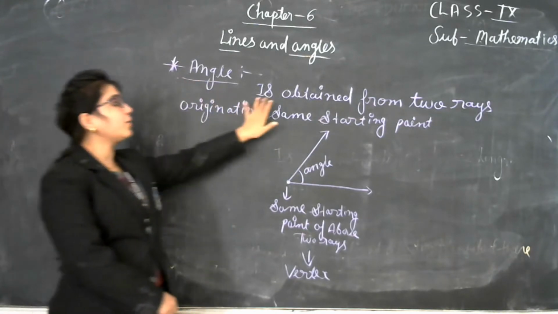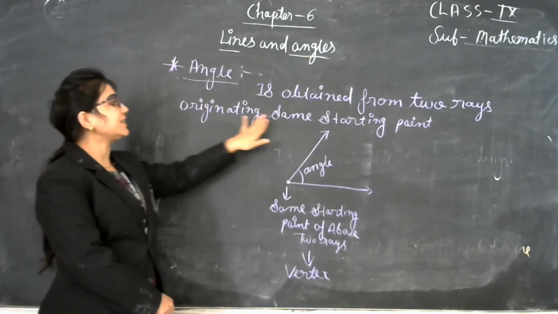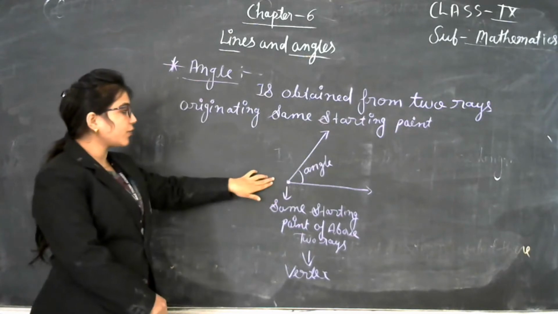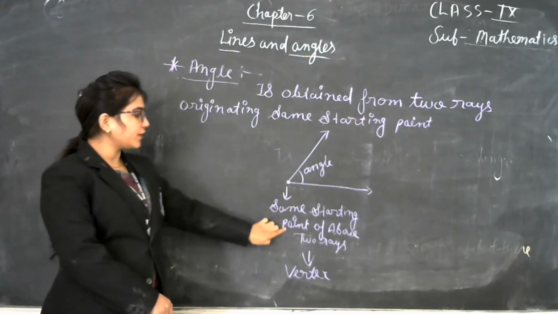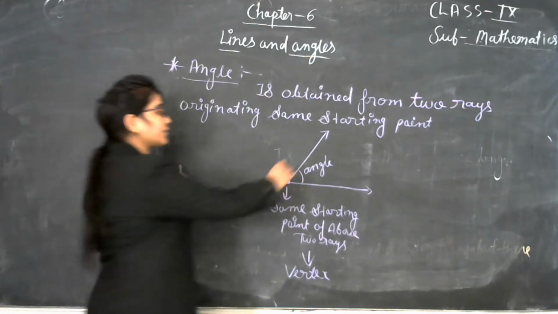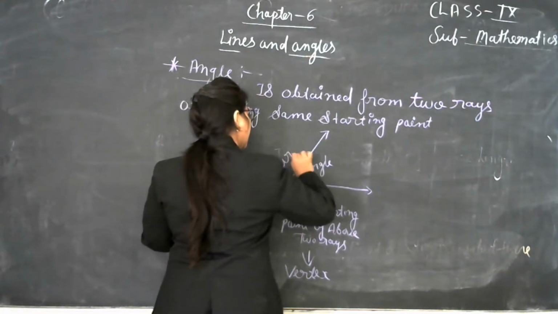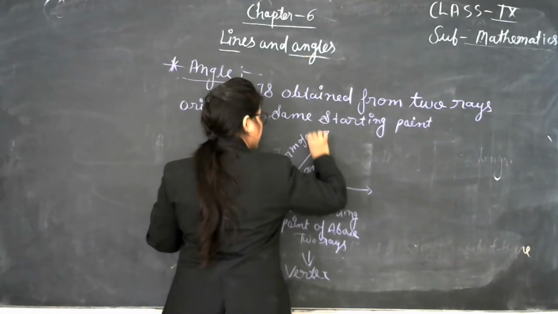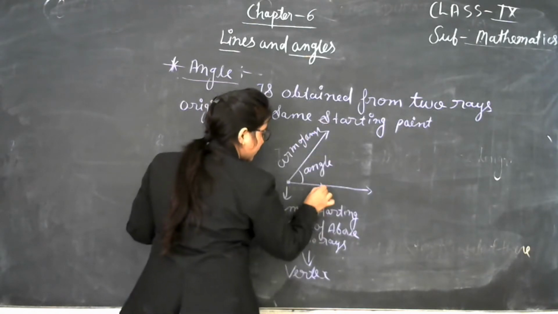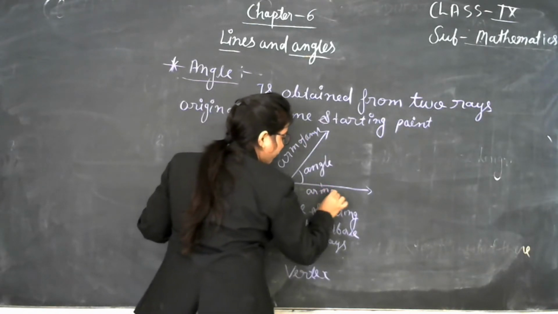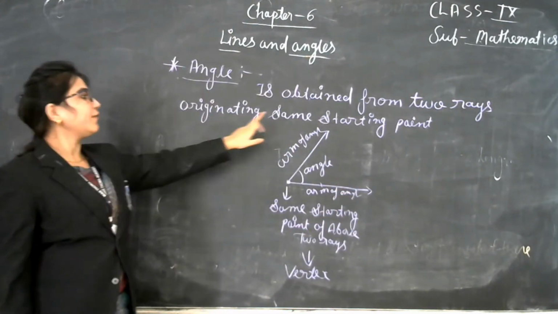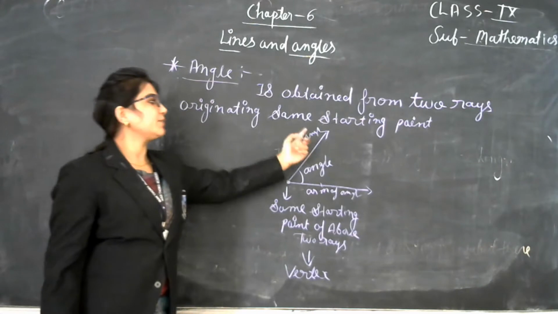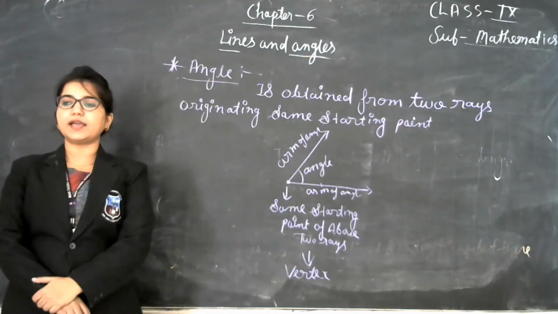Next is angle. An angle is obtained from two rays originating from the same starting point. Here you can see two rays with the same originating point. This point is called the vertex and each ray is called an arm of the angle.